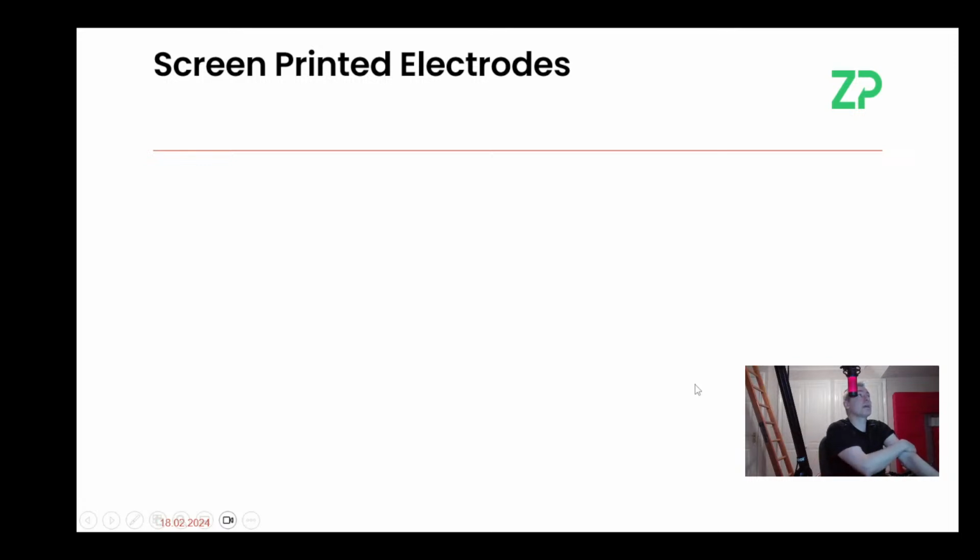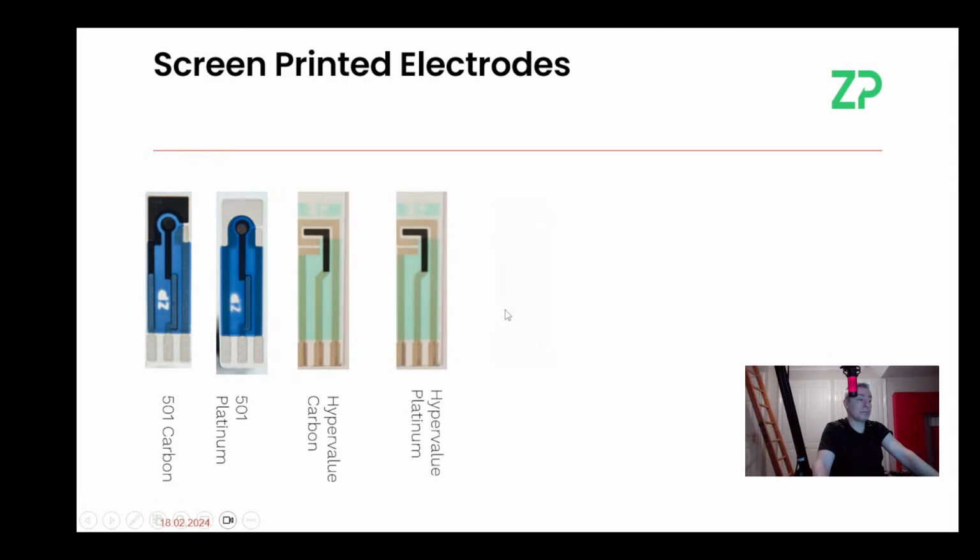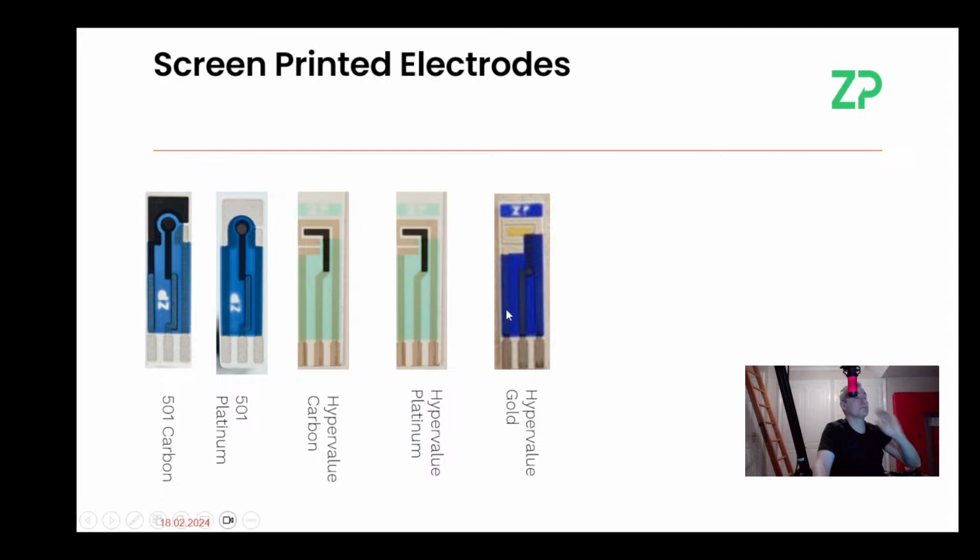So even if you're looking at custom screen printed electrodes, or you're looking to make CGMs, continuous glucose monitoring, some of this is pertinent to you. So at ZP, we do have a whole, I don't want to say bunch of screen printed electrodes. I think these are the best quality in terms of repeatability sensors on the market, and I'll make those statements during this. So we've got some carbons, we've got some platinums, and we've got some gold. So we have these various screen printed electrodes, and the person's particularly interested in the 501.